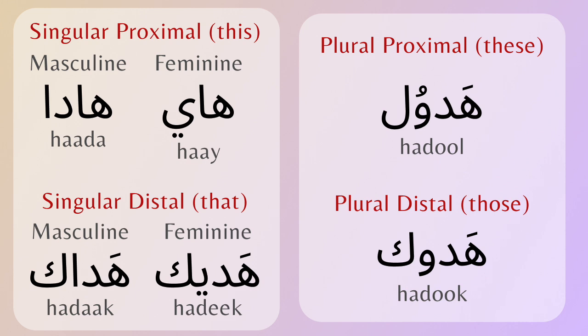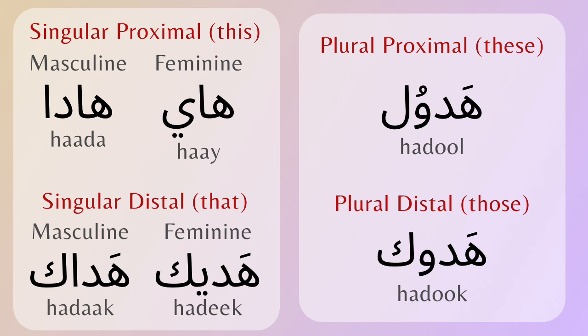Alright, let's listen to the demonstrative pronouns in Levantine Arabic, starting off with the singular proximal, which is used to point out an object that is near. In English, the equivalent is this. In Levantine Arabic, we have two different forms, one for the masculine form and one for the feminine form. The masculine form is hada. The feminine form is hay.